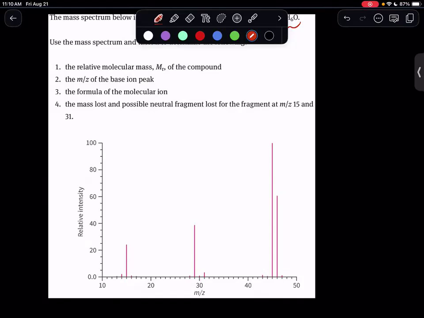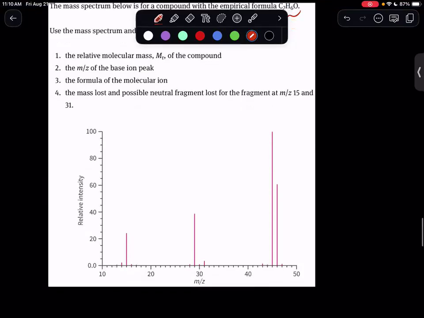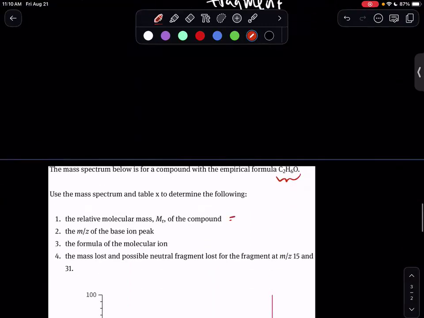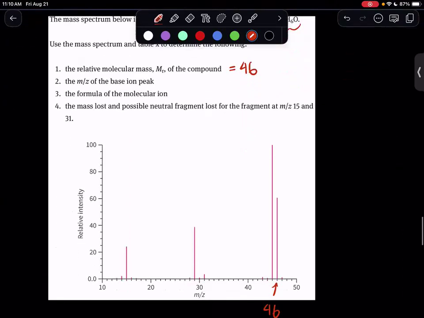The relative molecular mass of the compound. It's going to be the furthest peak to the right. That is 46. Therefore, Mr of the compound is going to be 46. Then we can look at the mass of the base ion peak. That's right next to it at 45. So our most abundant positive fragment has a mass of 45.